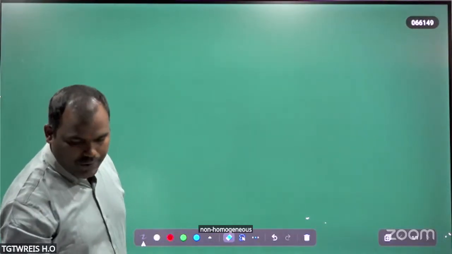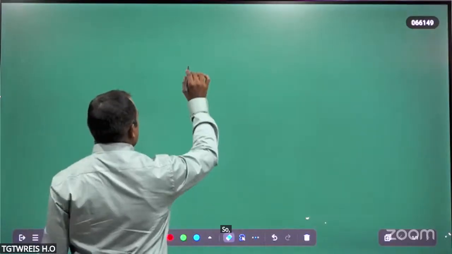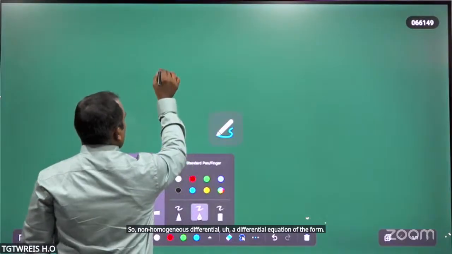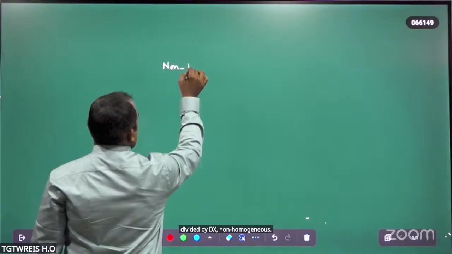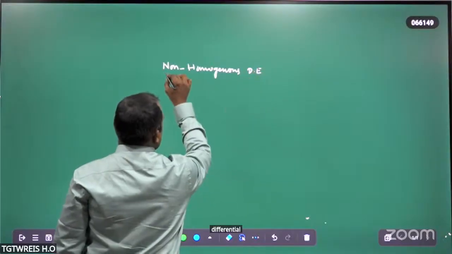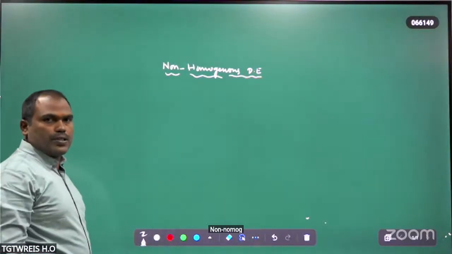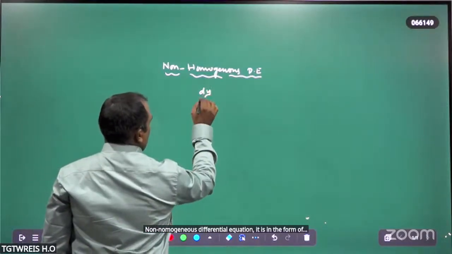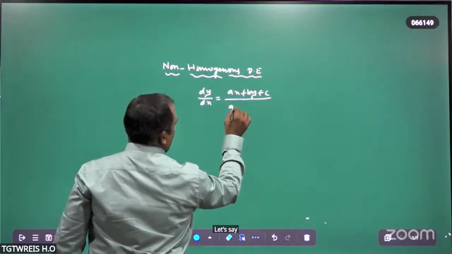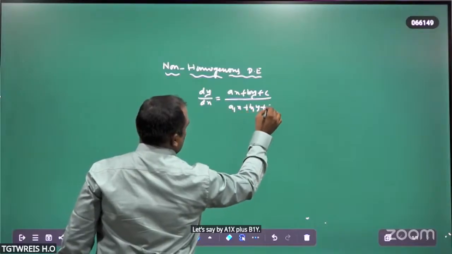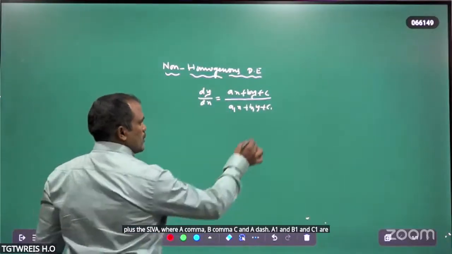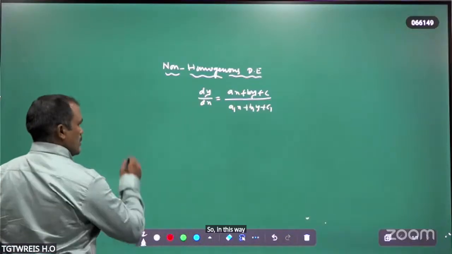Non-homogeneous differential equation. A non-homogeneous differential equation is of the form dy by dx equal to (ax plus by plus c) by (a1x plus b1y plus c1), where a, b, c and a1, b1, c1 are constants. In this we have three cases.